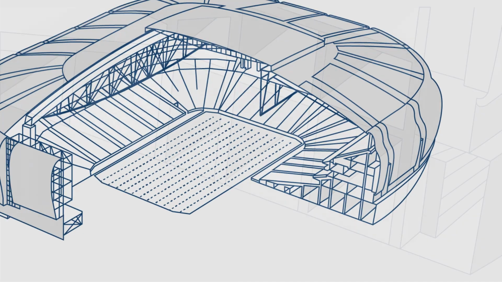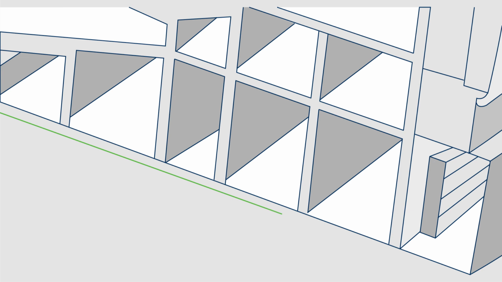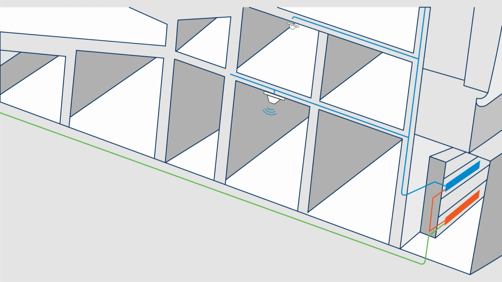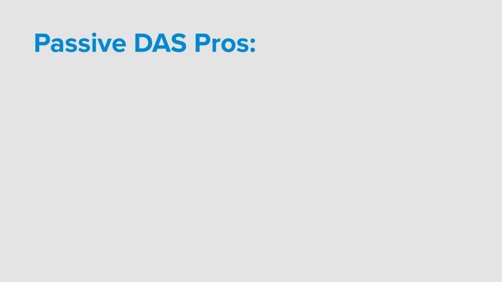Active DAS works by passing that signal inside through coax cables from the carrier to a digital conversion unit inside the building. There, the signal is converted to an optical signal and is passed through fiber optic cables to a remote access unit, or RAU, elsewhere in the building. The RAU converts the signal back to RF and amplifies it and then distributes the signal through coax cables to the broadcast antennas. So what are the pros and cons of each type of DAS?